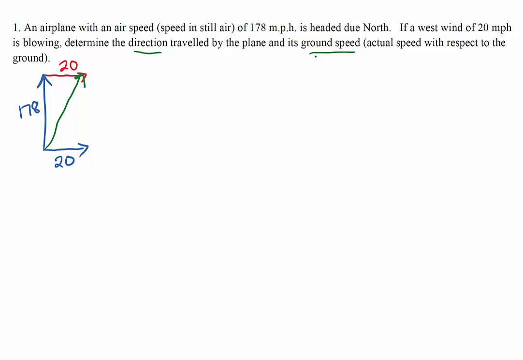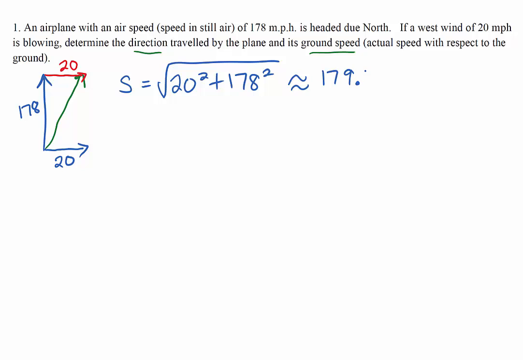Well, we've got two sides of the vector, so that's going to be pretty easy to find the magnitude. It's going to be 20 squared plus 178 squared, square rooted, and what that'll give us is the ground speed. So let's go ahead and compute that, and it looks like that's going to be about 179.1 miles per hour for the speed relative to the ground that the airplane's moving. So it's what the engine's pushing it and the wind also.